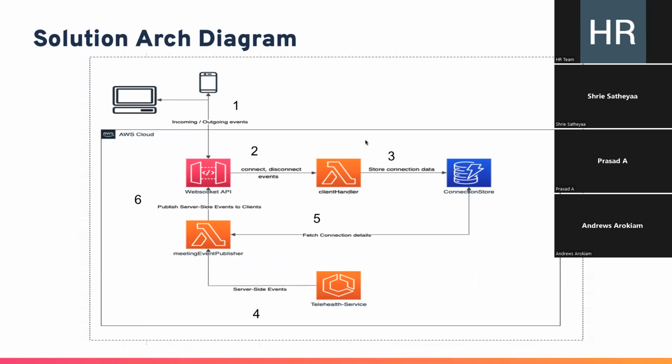This is the architecture diagram for a solution for which we have implemented a WebSocket API gateway. The clients will be invoking the WebSocket API gateway to establish the connection. Once the connection is established, certain events will be triggered, such as connect, disconnect, and many such user-defined events, between the clients and the WebSocket API gateway.